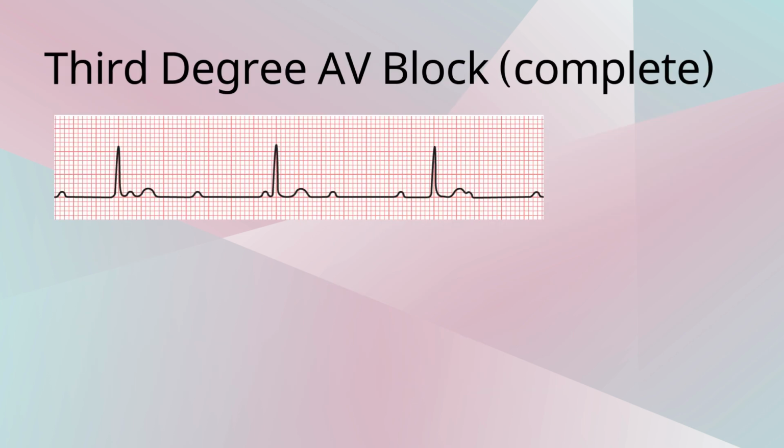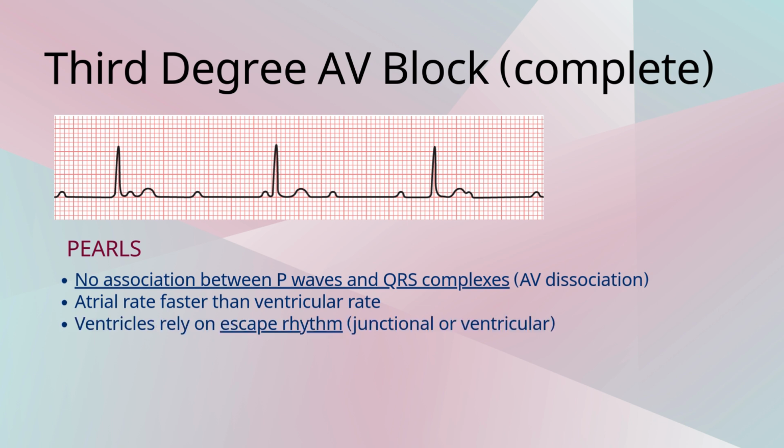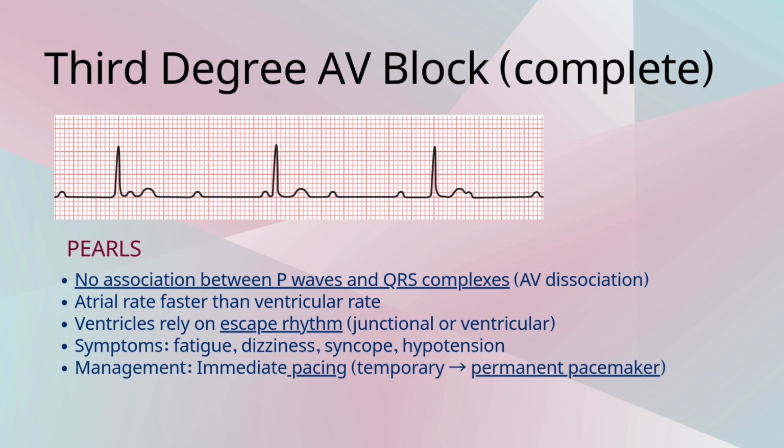And finally, we have third degree, also known as a complete heart block. In this rhythm, the atria and ventricles are beating independently of each other. The P waves have no relationship with the QRS complexes, and the ventricles have to rely on a slower escape rhythm to contract. And these patients are often symptomatic with dizziness, syncope, or hypotension, and they require pacing.